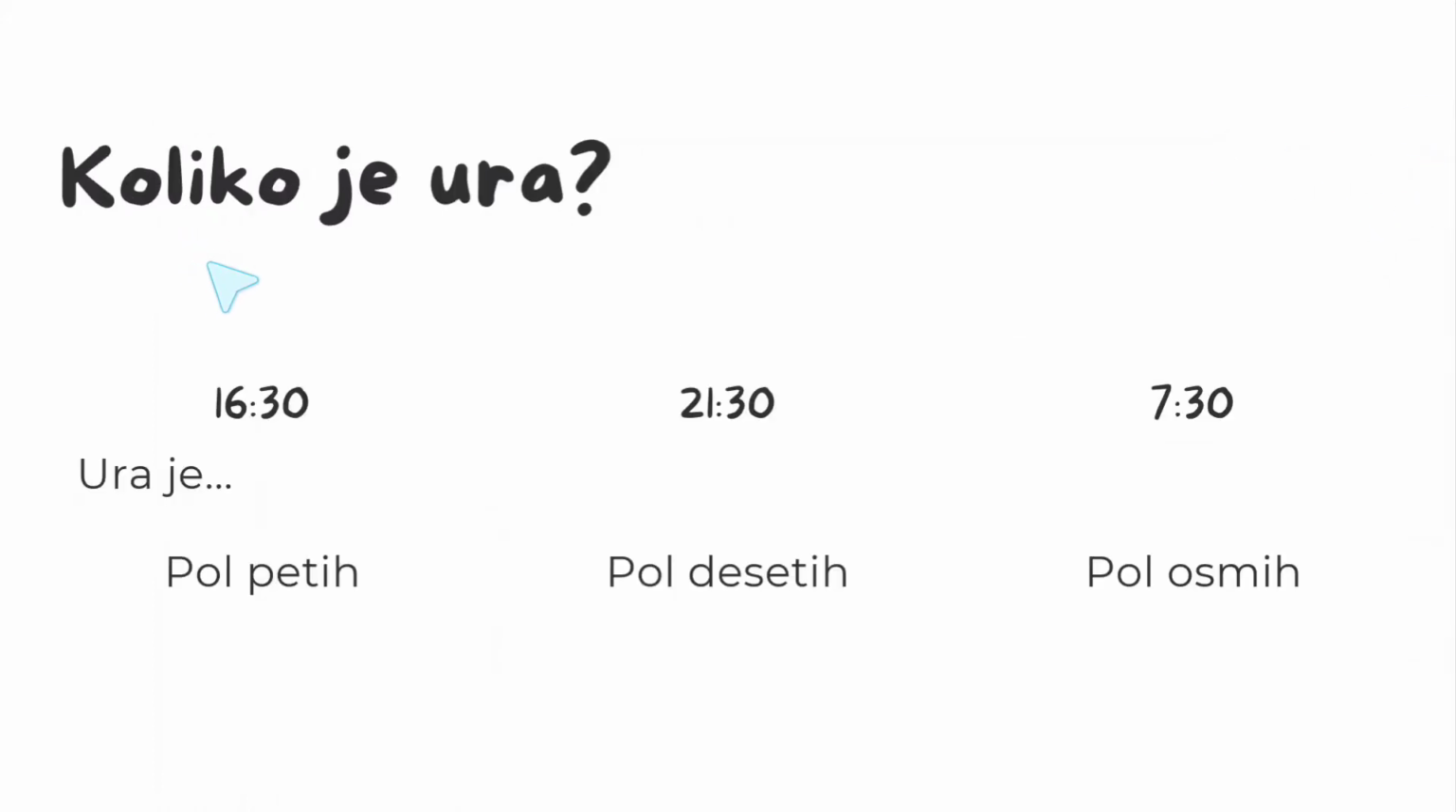So let's look at some examples. Koliko je ura? In this case, it's 30 minutes past 4. So we say, ura je pol petih. In the next example, it's 30 minutes past 9 p.m. So we say, pol desetih. Then it's 30 minutes past 7. So we say, pol osmih.